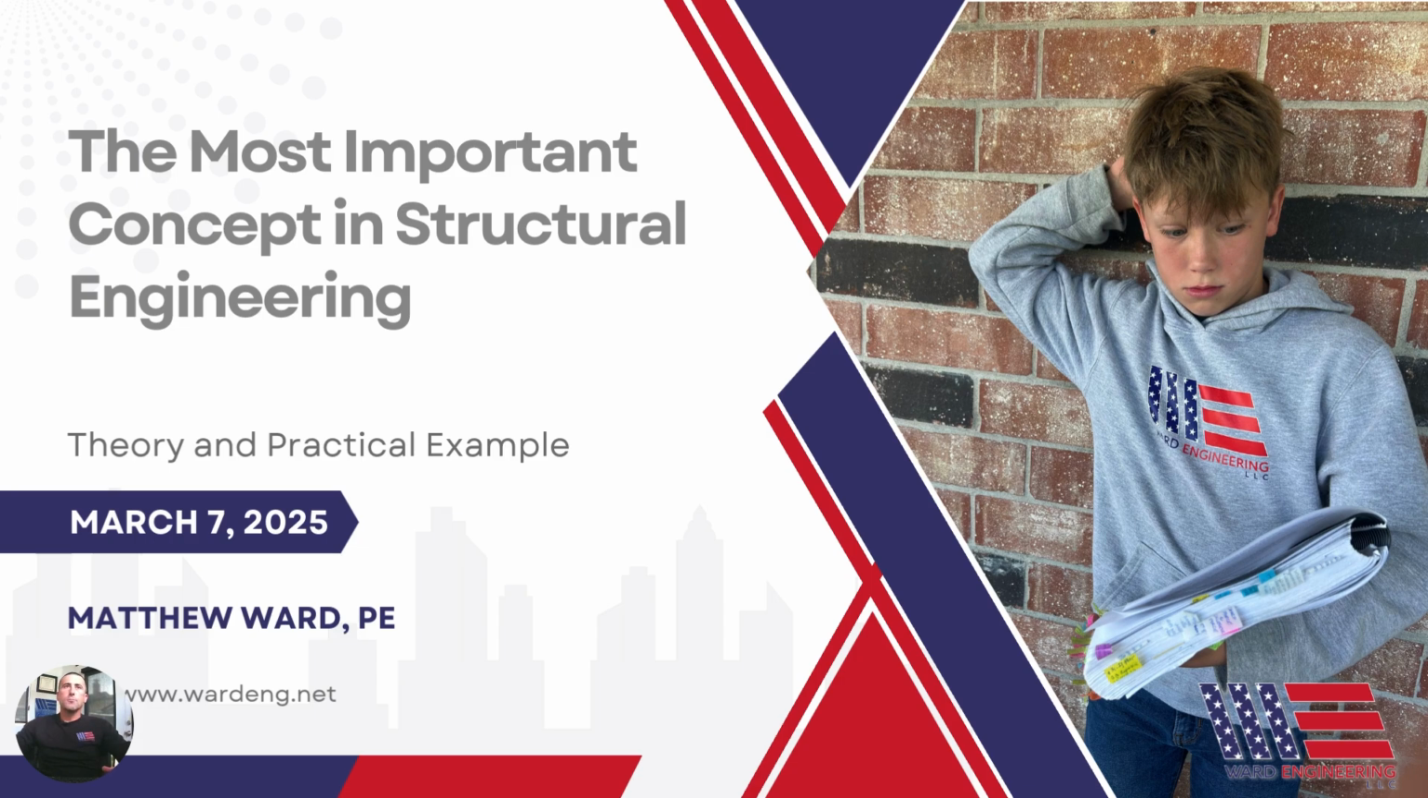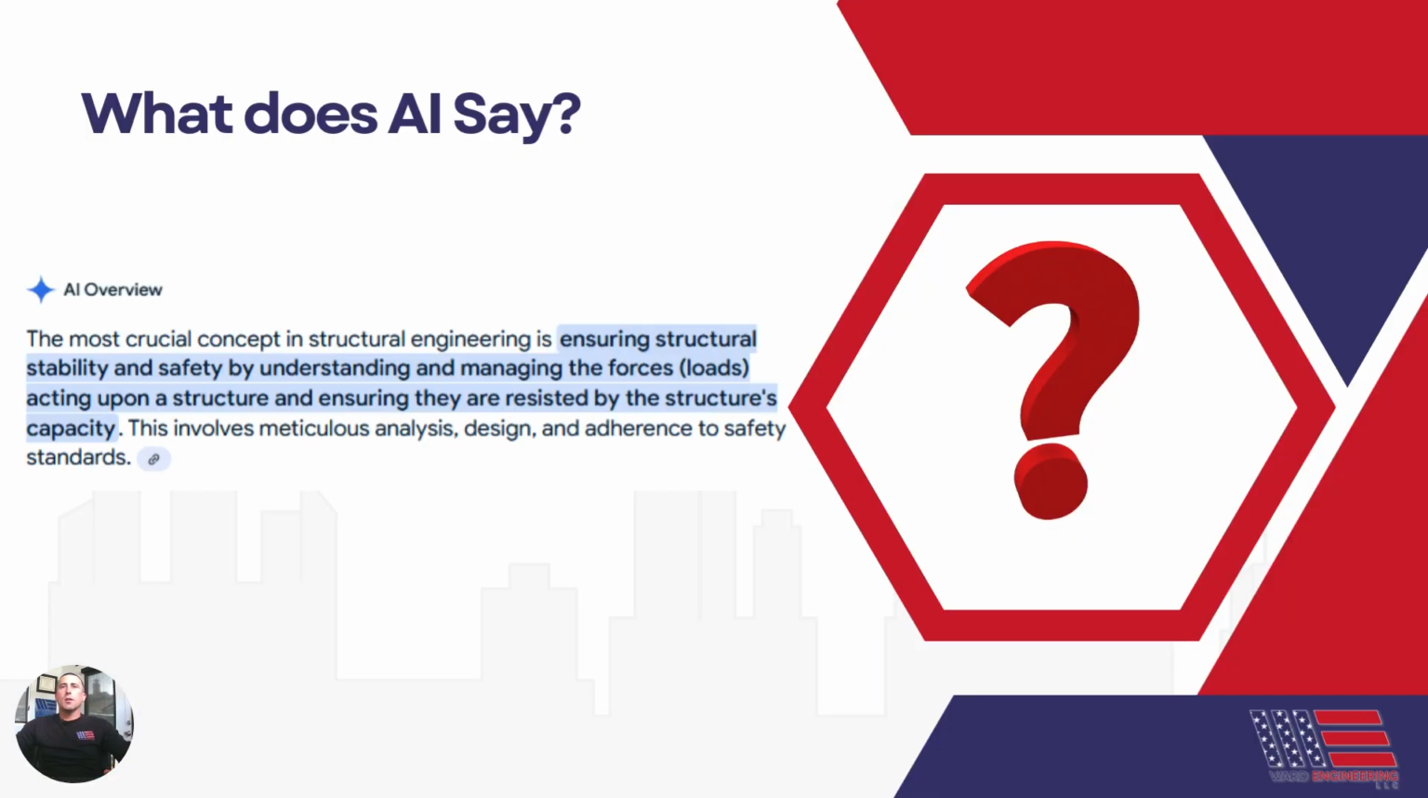So here we go. First of all, if you just take that question and type it into Google, this is what it says for the AI overview. It says the most crucial concept in structural engineering is ensuring structural stability and safety by understanding and managing the forces, loads, acting upon a structure and ensuring they are resisted by the structure's capacity. This involves meticulous analysis, design, and adherence to safety standards.